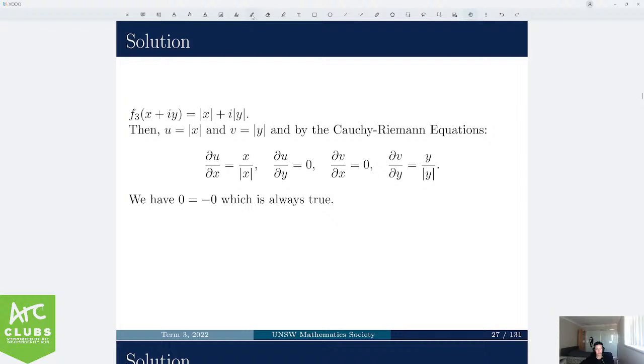Now again, condition 1 is that we need partial u, partial y to be the negative of partial v, partial x. Again, 0 is always minus 0, so condition 1 is always true no matter what x and y are.